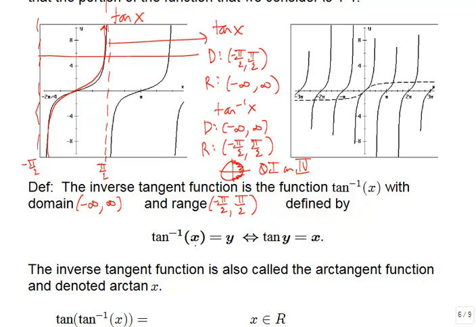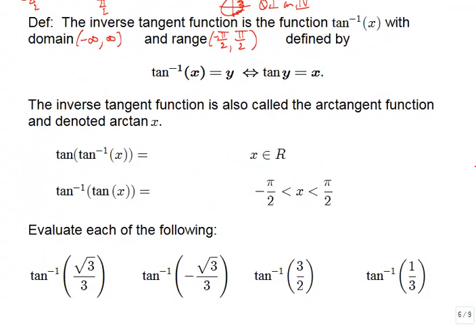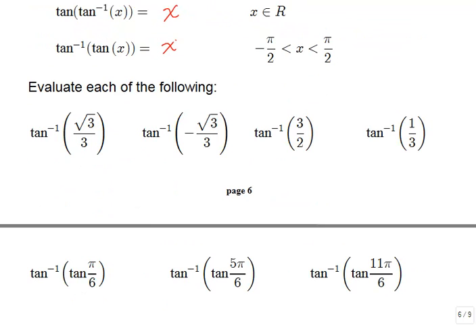So inverse tangent of x will equal y if and only if tangent of y is equal to x. If this x is any real number, then you can automatically cancel out the tangent and the inverse tangent and get x right back again. And if x is an angle between minus pi over 2 and pi over 2, then you can cancel these out and get just x again. So let's practice. Inverse tangent of root 3 over 3.